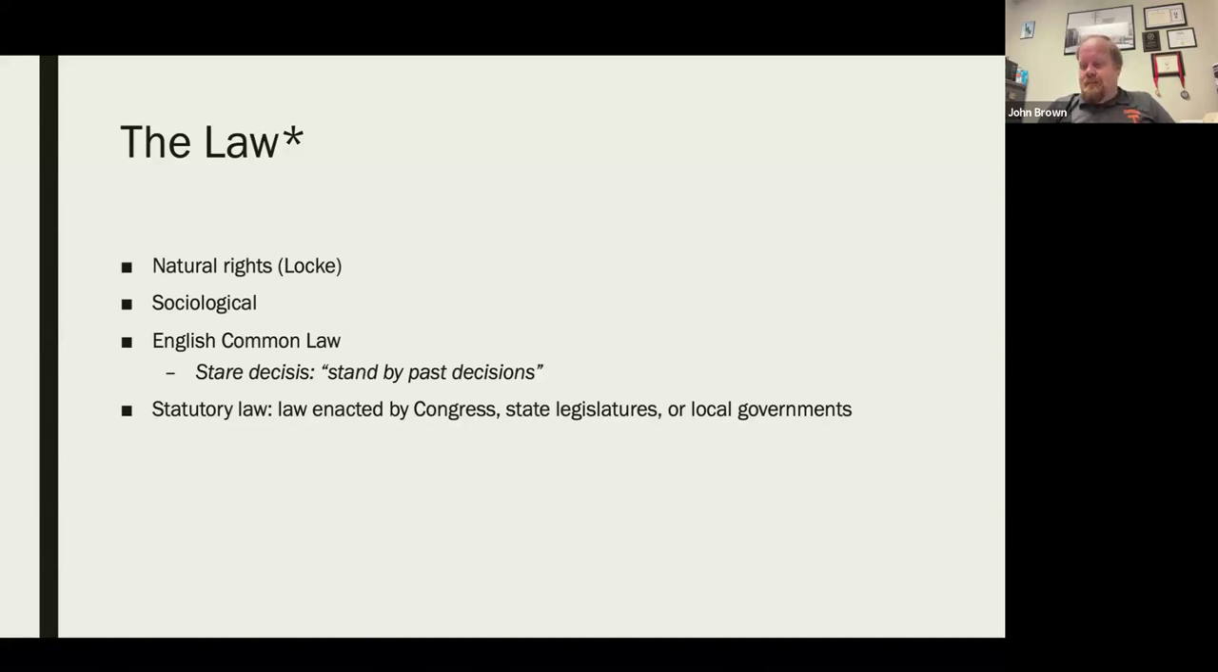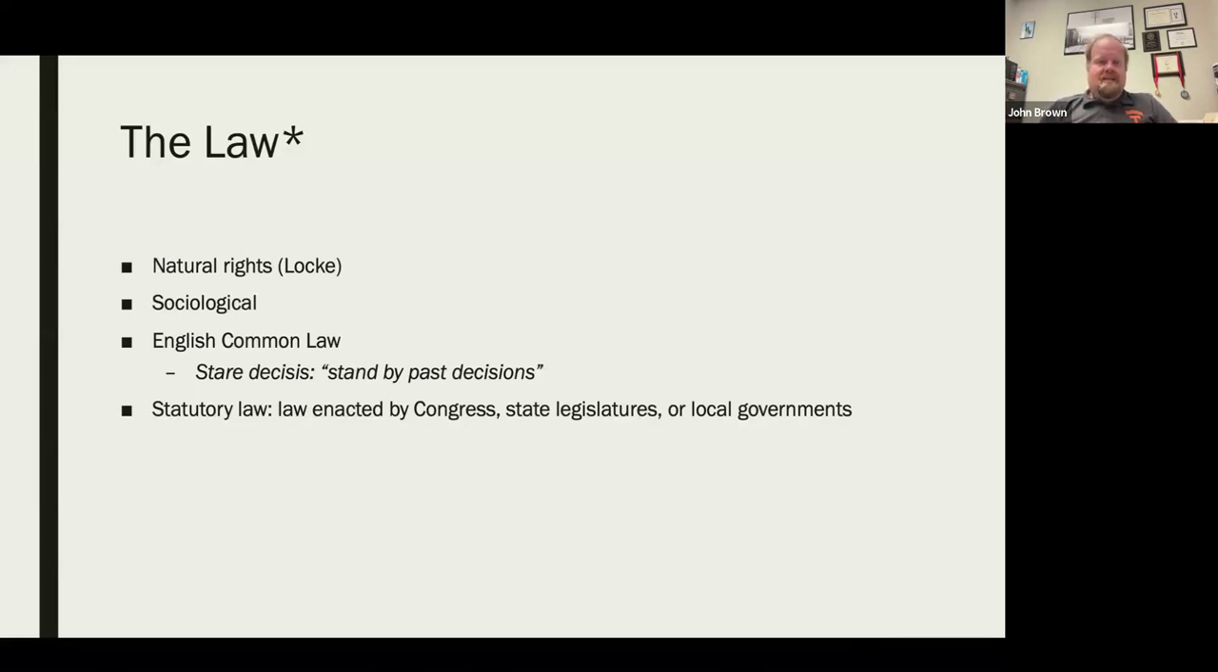stare decisis, wisdom of the ages, this idea that these interpretations have come down to us from the past. Most judges and legal scholars agree with this. A few do not. Some would say that previous decisions, previous interpretations should have no bearing. The vast majority, though, would argue that they should. And if we're going to overturn one, we need to have pretty strong reason for doing so.